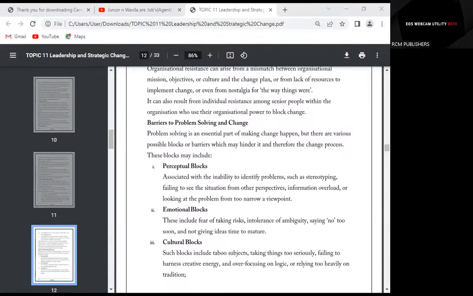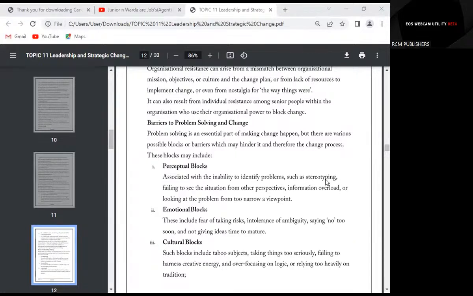Like with the working setting, somebody could be very comfortable with the current status of doing things. Then the factors in the perceiver could be attitude, motive, interest, expectation, or experience. These will also determine how effective that person will be in a change process. Then the factors in the target can be the size, the sound, the similarity, etc. So perceptual blocks are associated with the inability to identify problems, such as stereotyping.